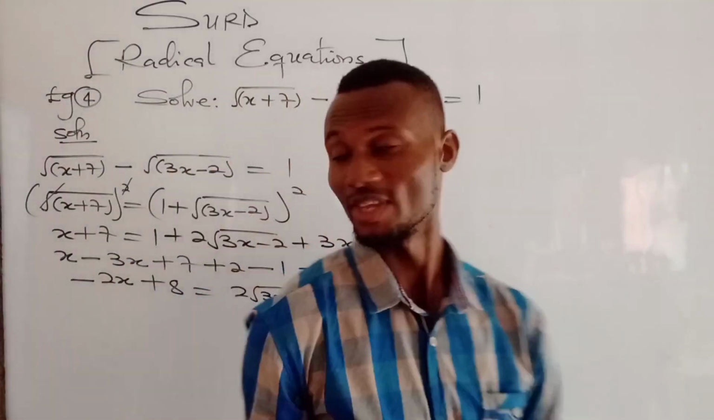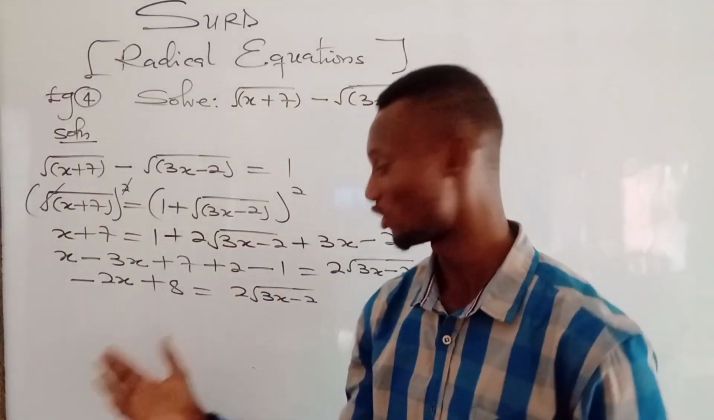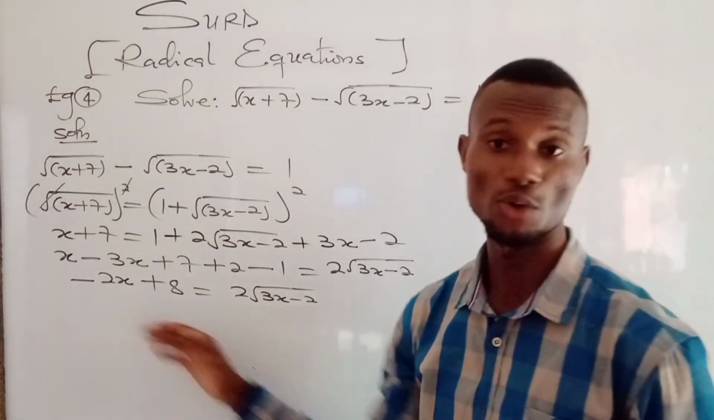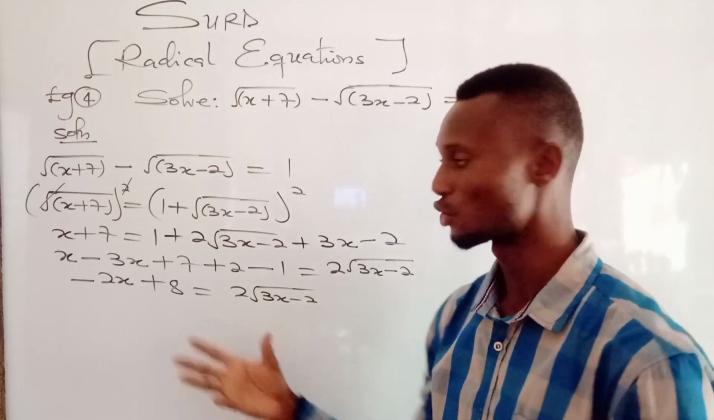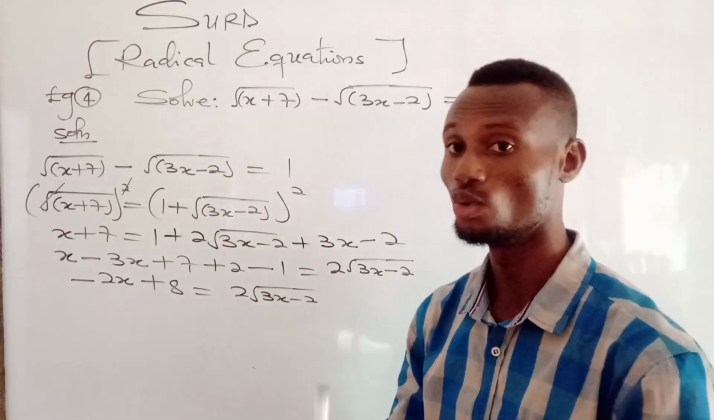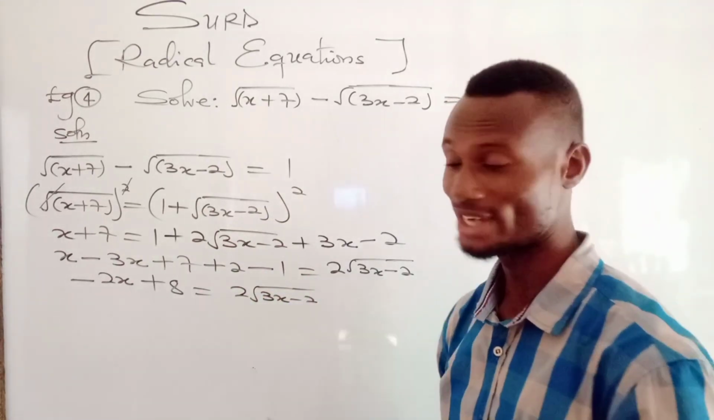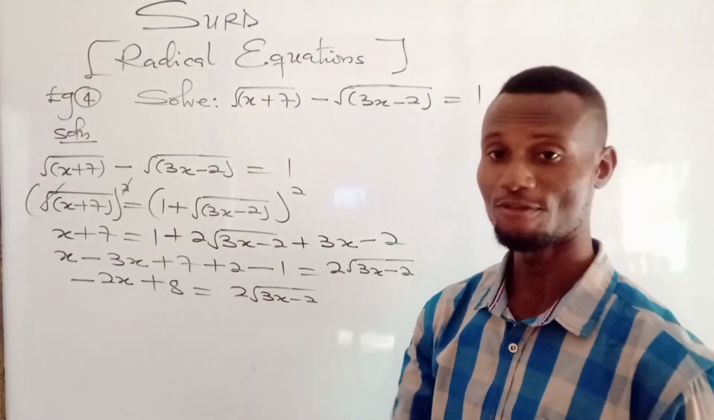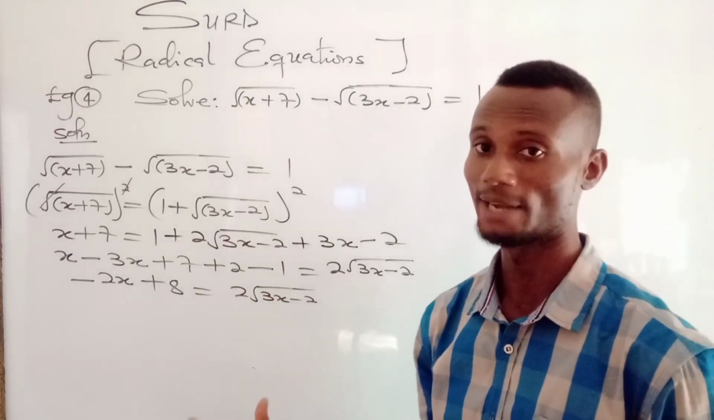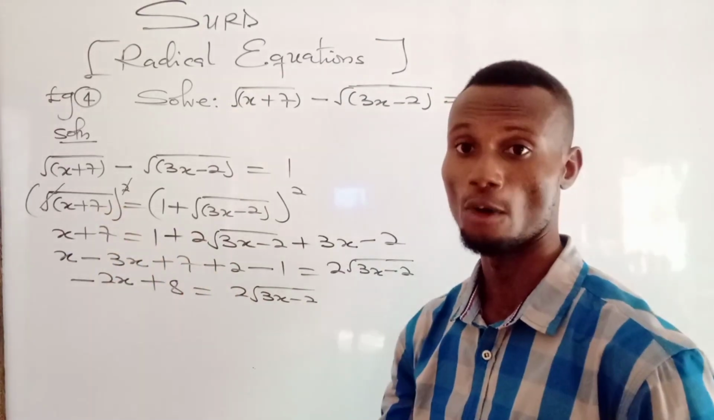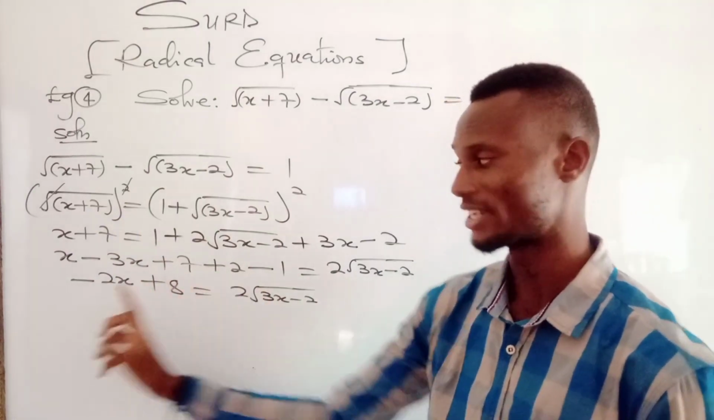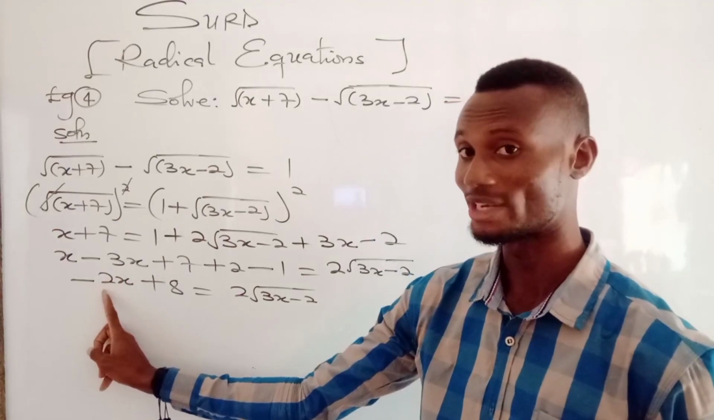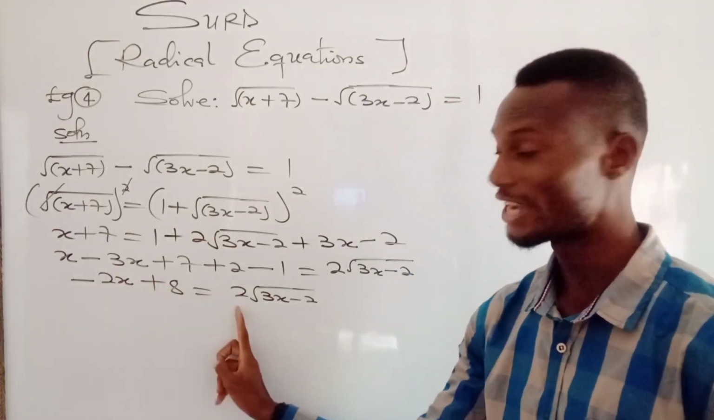Now from here, what we need to do again is to square both sides of the equation, because we still have a square root sign in it. The only way to eliminate the square root sign from it is to square both sides of the equation. But before we square both sides, I prefer that we reduce the equation into a much simpler form. If you check the equation very well, you can see that there's 2 here, there's minus 2 here, there's 8 here, and there's 2 here.